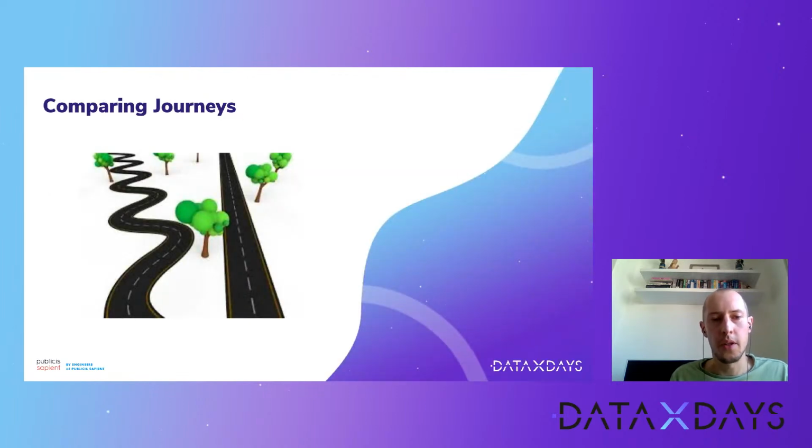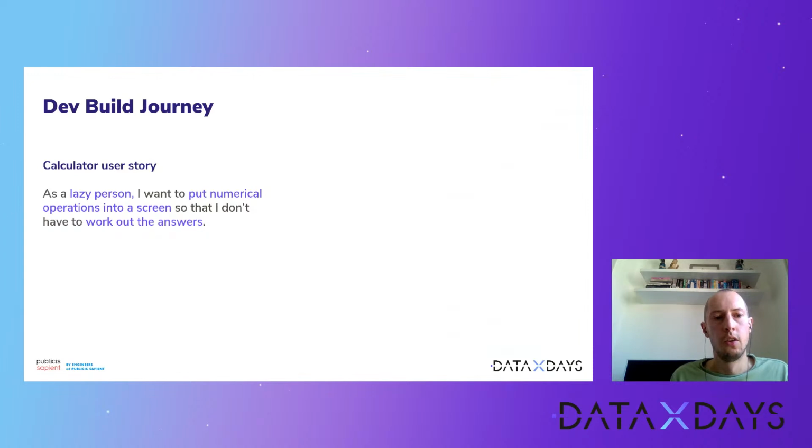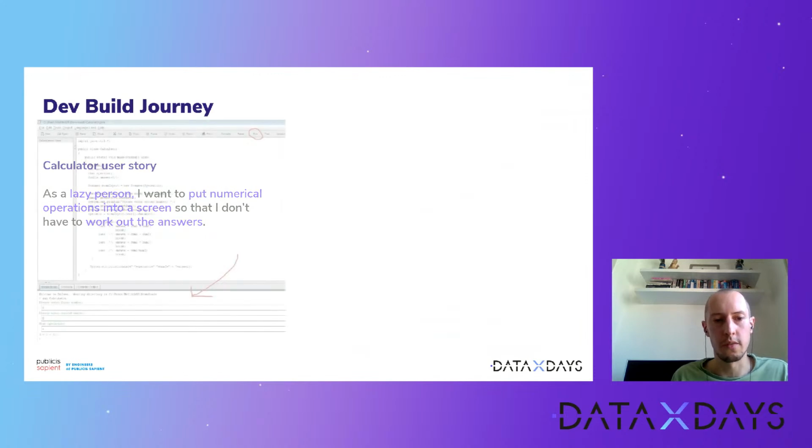So let's now move on to comparing the kind of journey through build and deployment that you take with traditional applications versus machine learning applications. So starting with a traditional software application, this will usually start with a user story or set of user stories. To make things simple, let's assume we're making a calculator application. So we want to put numerical operations, inputs into the screen, and we want the calculator to work out the correct answers for us.